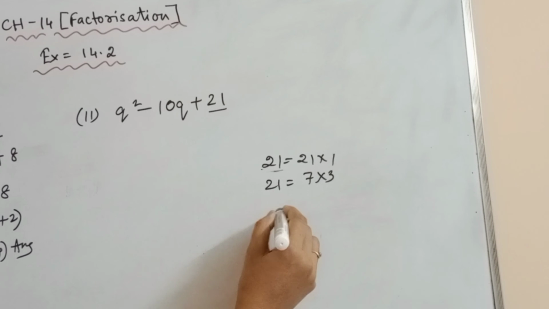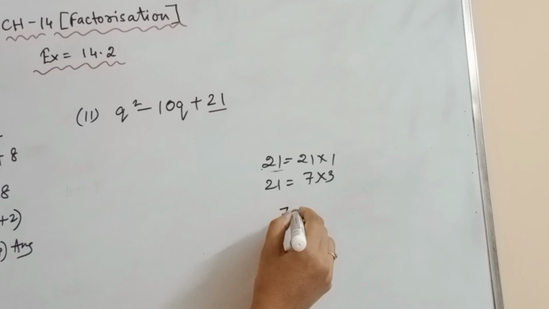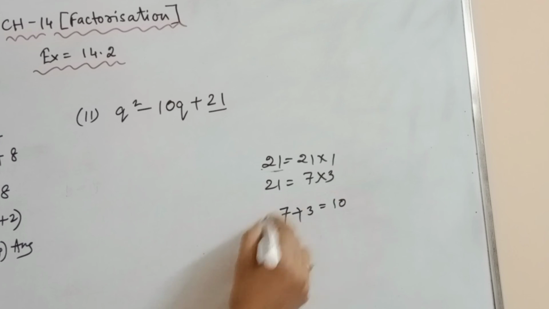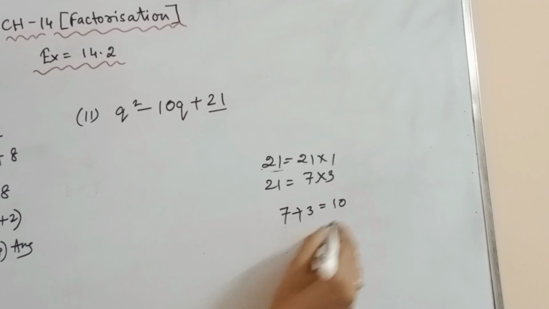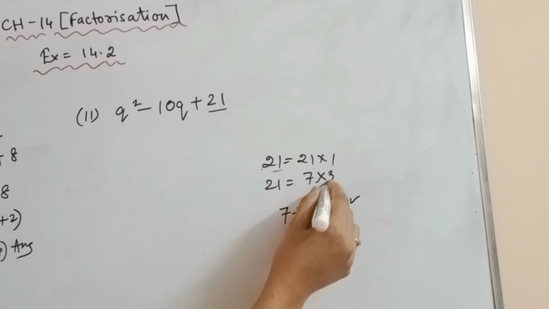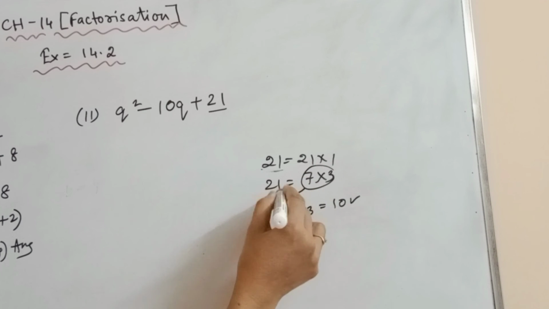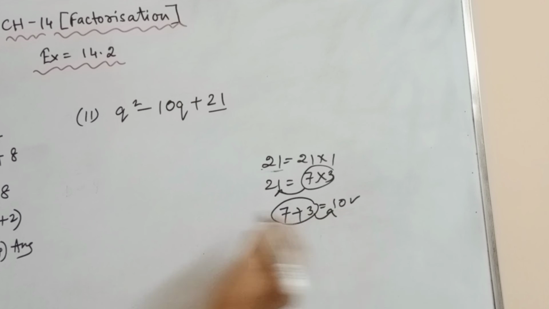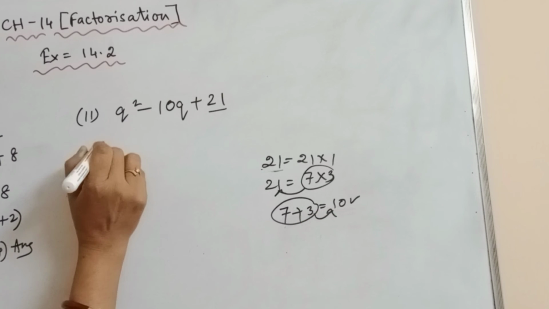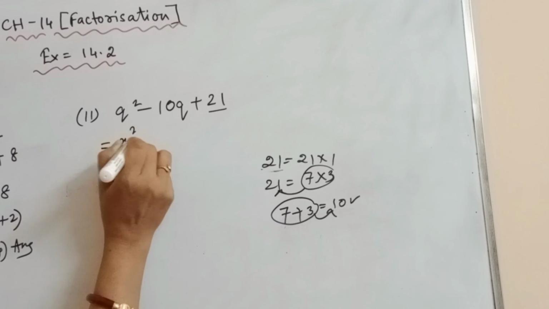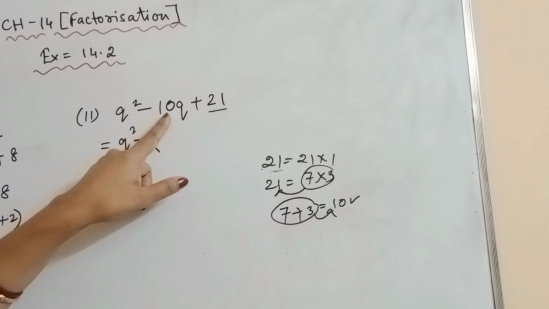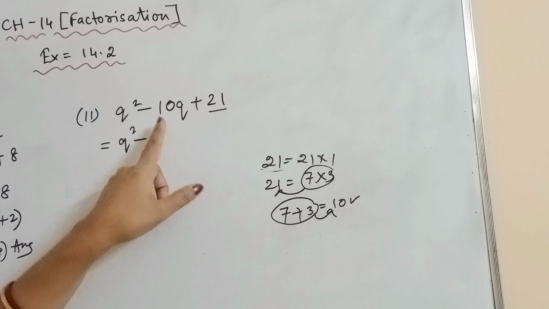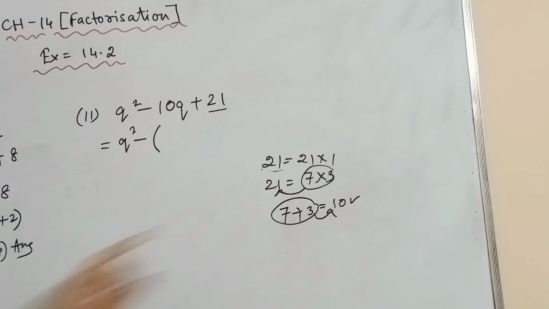When we check 7 plus 3, it will be 10. So this can be our correct choice. 7 into 3 is 21 and 7 plus 3 is 10. So what we will do now: q square minus, we will split the middle term, that is 10. Splitting the middle term, we will write 7 plus 3.